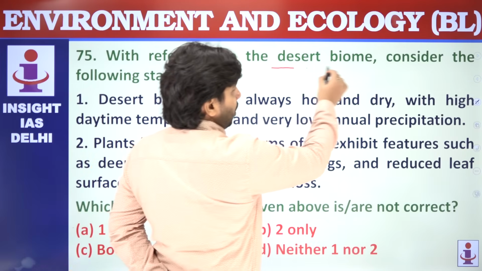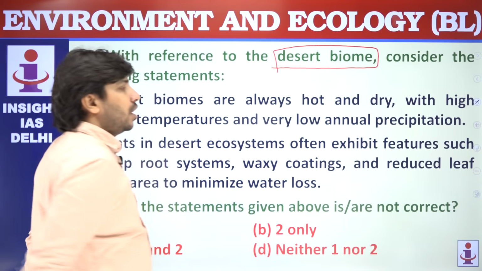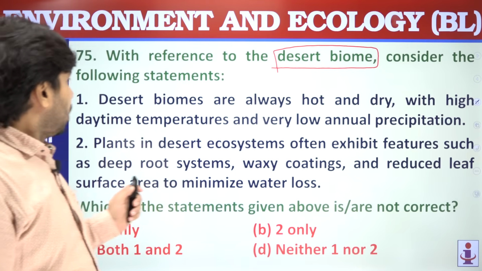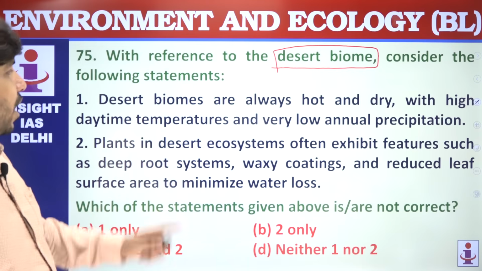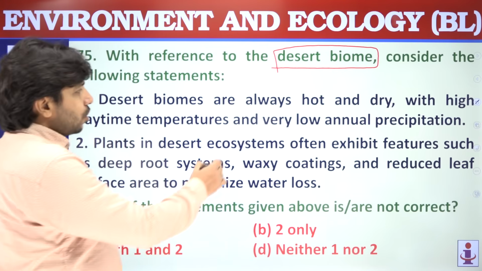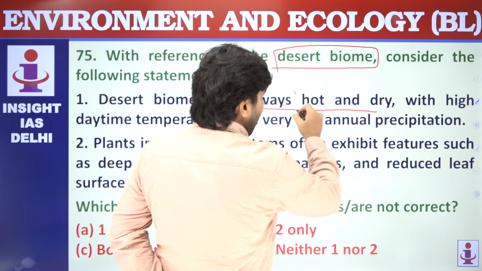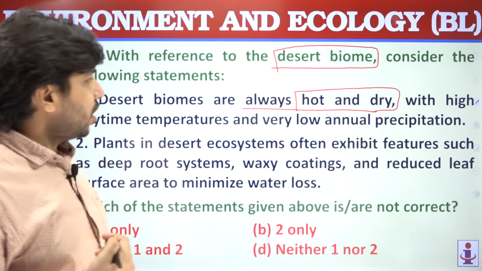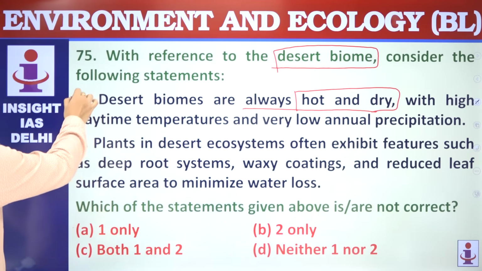We learned about tundra, we learned about taiga. Now another biome, the desert biome. Desert biomes are always hot and dry with high daytime temperatures and very low annual precipitation. Not always hot and dry. There can be a desert biome which is in cold areas, not necessarily always hot and dry. Statement 1 is not correct.